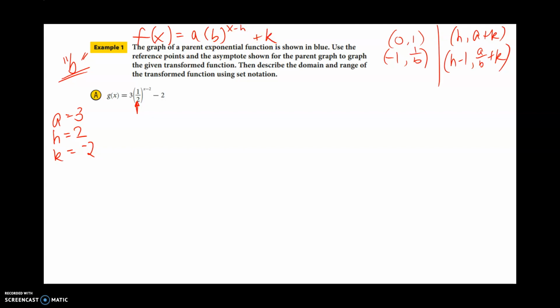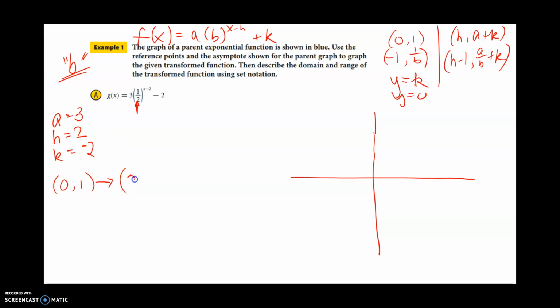All right, so it says use the reference points and the asymptote shown for the parent graph. Our asymptote is y equals 0 or y equals k, right? Y equals 0 is the parent. To graph the function, let's do this. We can tell from looking at these numbers, our (0, 1) y-intercept is now moving to (h, a plus k). So it's (2, 1).